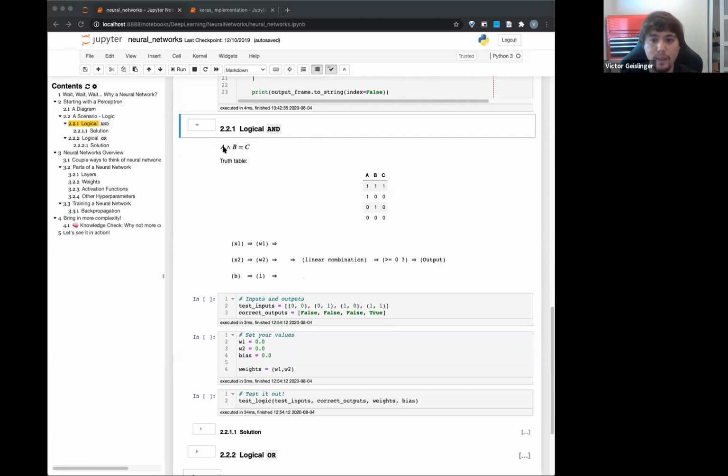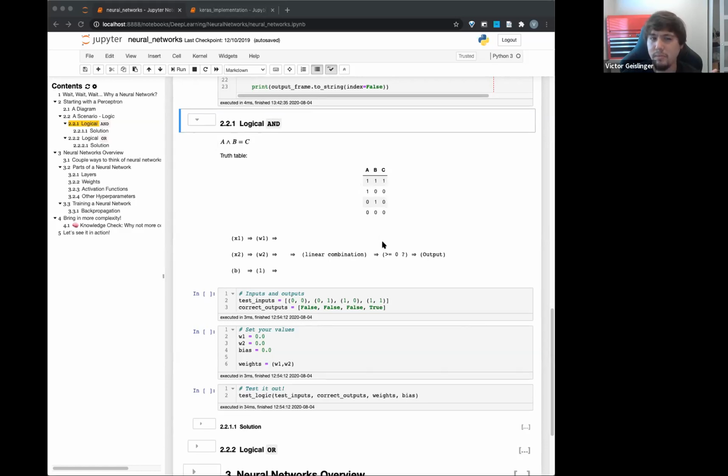Well, if A is true and B is true, then C is true as well. That's 1, 1, 1, right? If A is true, but B is false, 0, then C should be false. Does that make sense? We need both A and B to be true in order for C to be true, or both to be 1 in order for C to be 1. So we see 1, 1 gives 1, 1, 0 should give us 0, 0 and 1 gives 0, and then 0 and 0 gives us 0. The only way you can get C to be 1 is if both A and B are 1. All right? Sound pretty good?